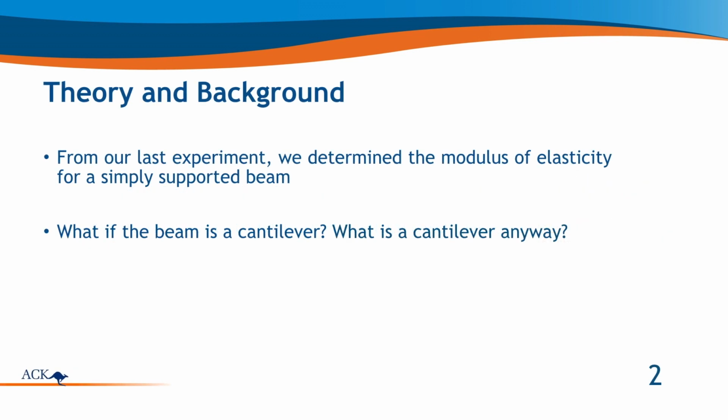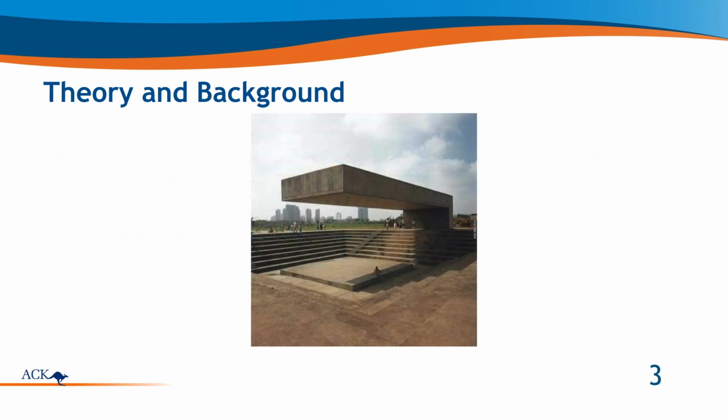From our last experiment, we determined the modulus of elasticity for a simply supported beam. Now, the question is, what if the beam is a cantilever? And what is a cantilever anyway? Well, I'm glad you asked. A cantilever beam is shown on the screen, and it is characterized by two main things. It is a beam that has a fixed support on one end and a free end on the other.